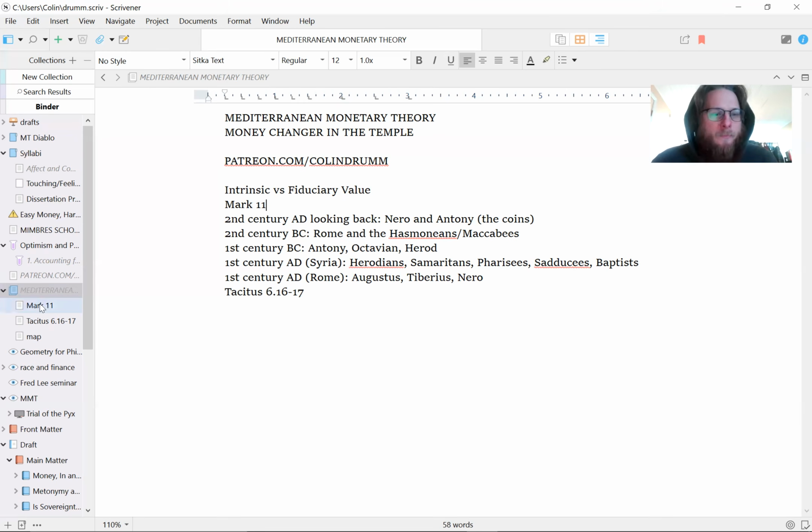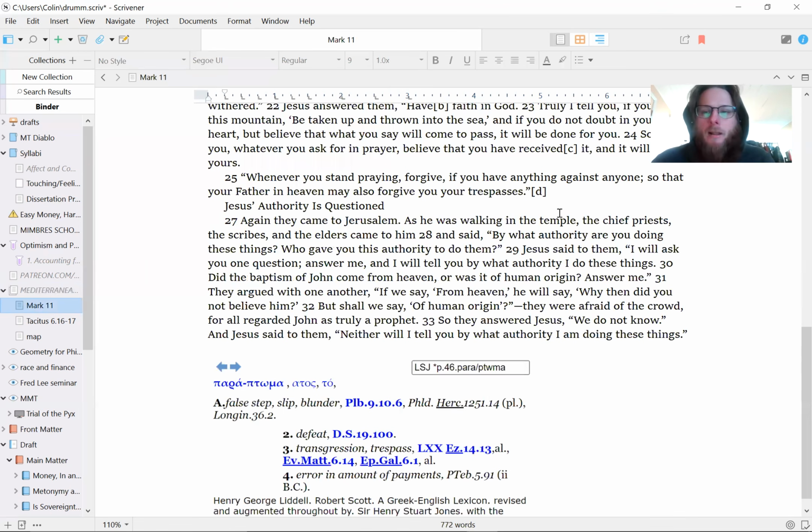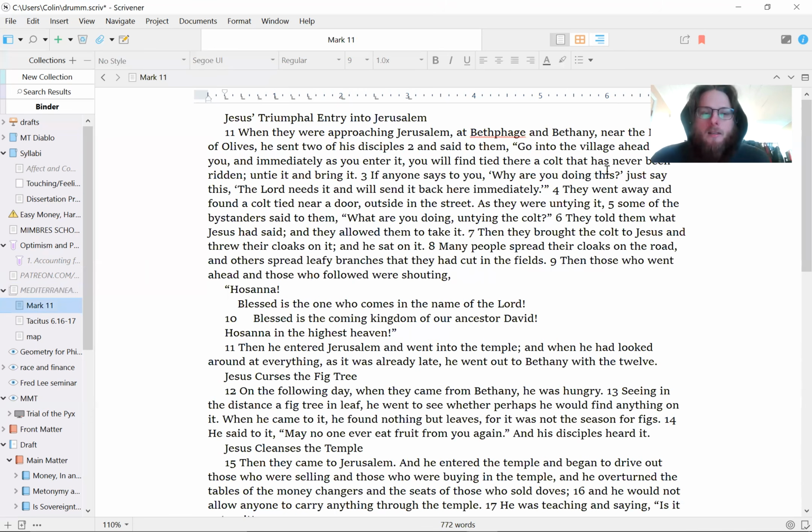Let's start by looking at Mark 11. The scene with the money changers is in the middle of the chapter, but I want us to consider the whole chapter, because there's a story about a fig tree that frames the story of the money changers. And as I'm going to try to show you, I think all this stuff matters. Okay, so bear with me, and I'm going to read this.